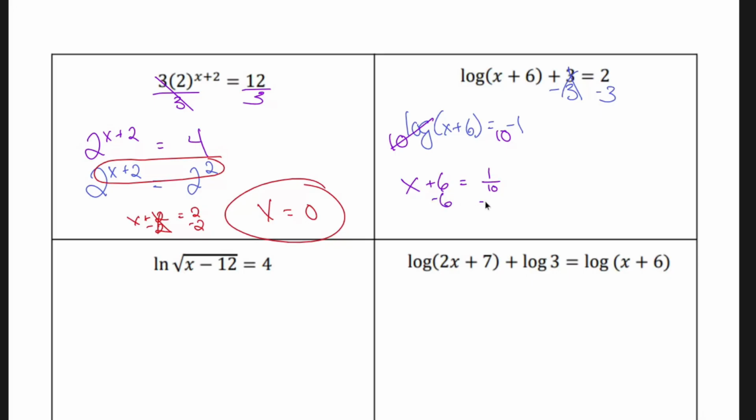Subtract 6. And let's put this back into decimal form because why not? That's going to be 1/10 minus 6, which is negative 5.9, or negative 59 over 10. Again, I like the decimal version of this because then I can plug it in nicely up here and say, can I plug in negative 5.9? Yep, negative 5.9 plus 6 is positive, so we're good. So you are a legitimate answer.